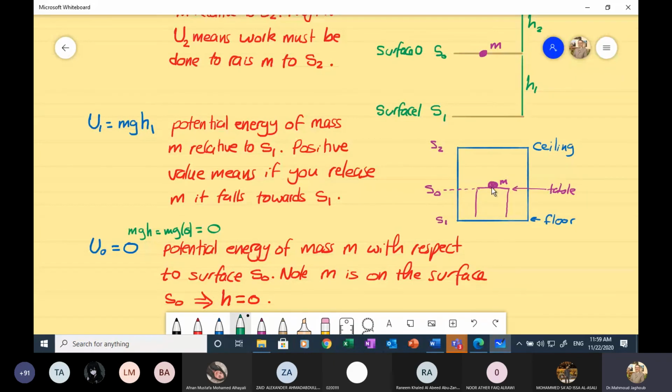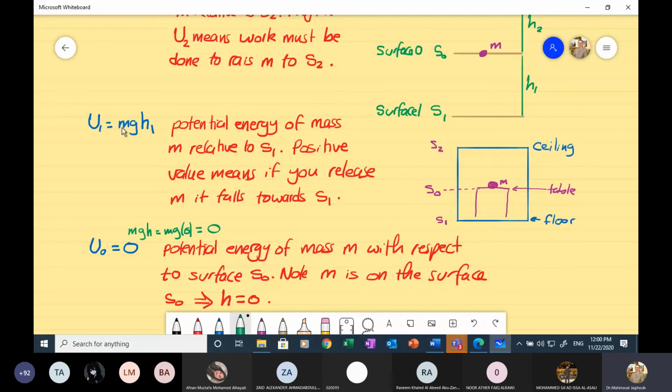طيب. What about the potential energy of this mass M with respect to the ground, the floor of the room? Now, if this table is not here, if you remove it and you don't hold this object, يعني ما بتمسكه, it will go where? It will fall down. Okay. Now, what is the potential energy of this mass M with respect to the floor of the room, يعني with respect to surface S1?